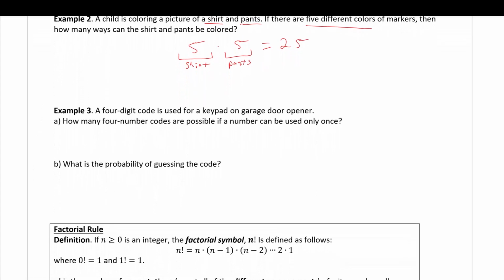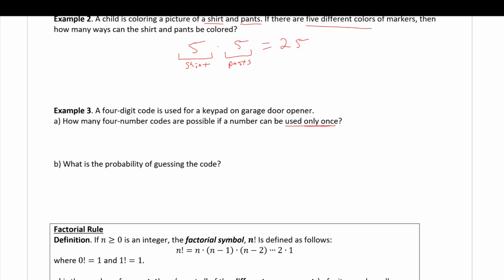All right, example 3. A 4-digit code is used for a keypad on the garage door opener. How many 4-number codes are possible if a number can be used only once? Ooh, so they put a little bit of restriction on us, right? Only used once. Okay, so there's a 4-digit code on a keypad for a garage door opener.